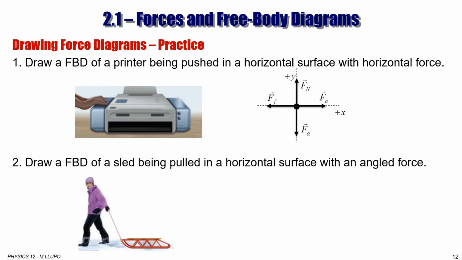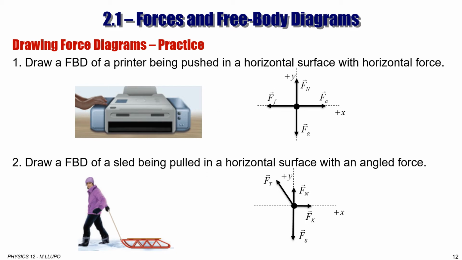Next one, draw a free body diagram of the sled being pushed on a horizontal surface with an angled force. Then you can draw the force of gravity and a normal force. You see that I draw the normal force not as above, because I know that this tension has a y component. So since the sled is not moving up and down, both the y component of the tension and the normal force have to equal the force of gravity.